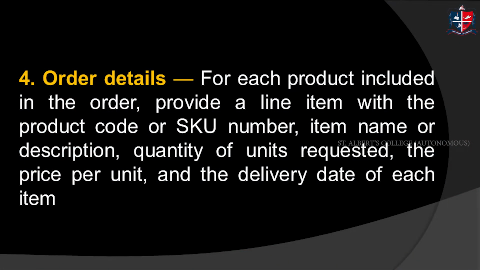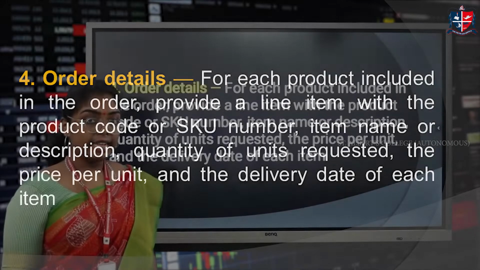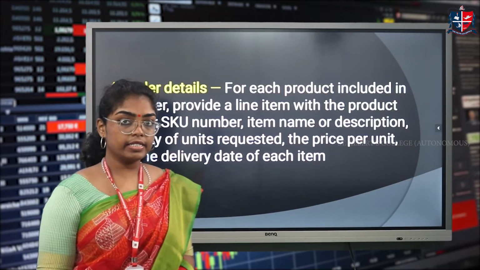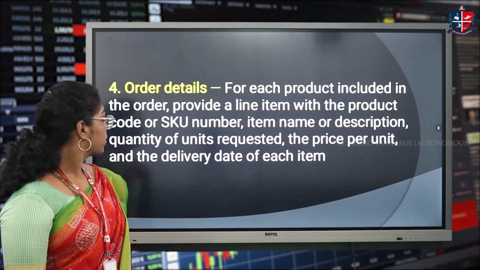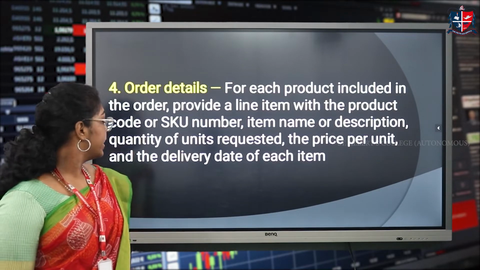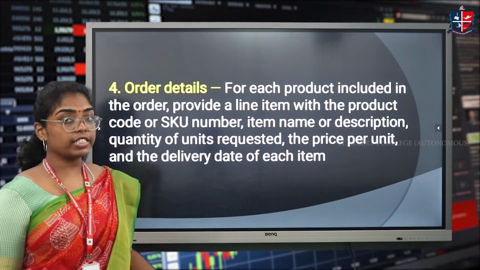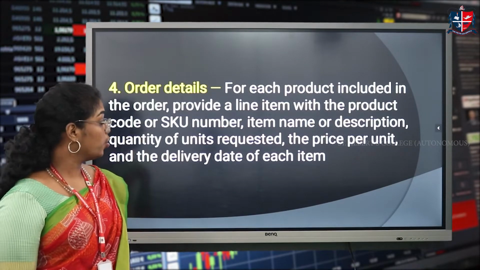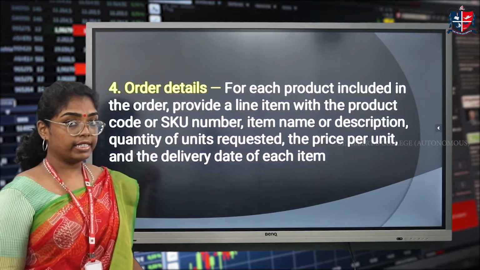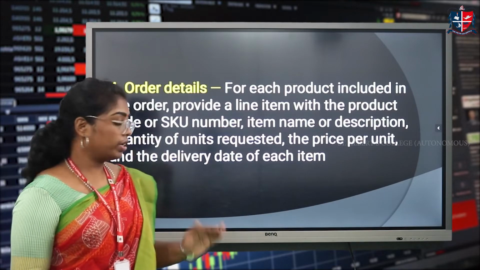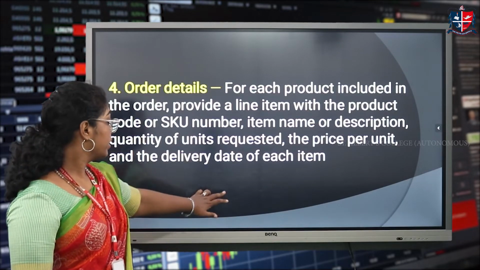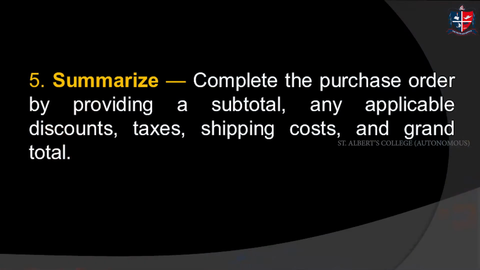The fourth one is order details. The details regarding a particular order made by the buyer are mentioned. Here, details such as the product code, SKU number, that is stock keeping unit number, name of the item, description, quantity of item required, purchase price per unit, etc. are given, and the delivery dates also.